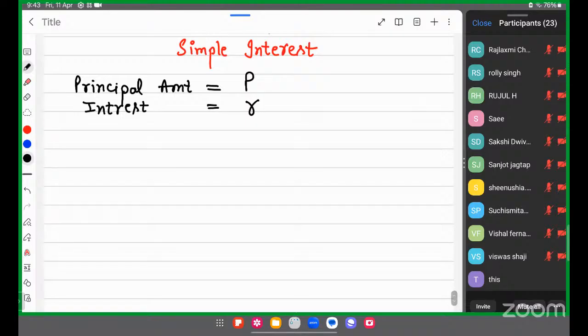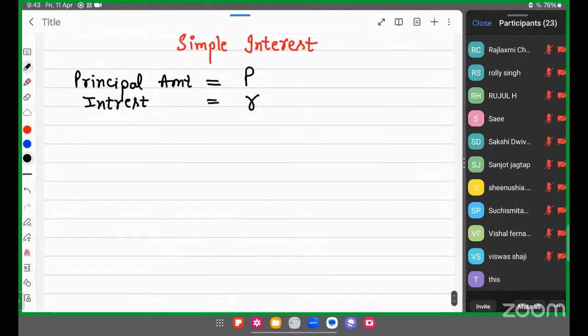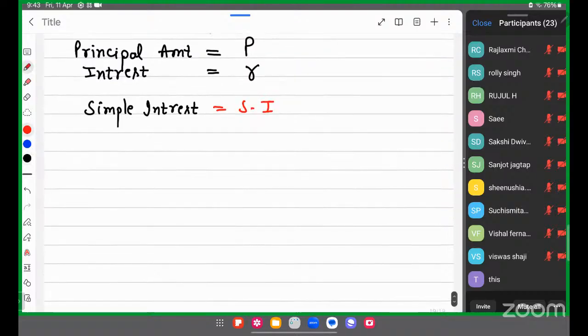Then we have simple interest. Simple interest is given by SI. So there's the formula for simple interest. SI is equal to P into R into T divided by 100.